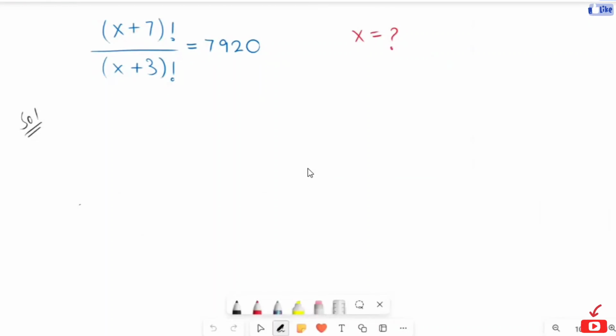Hi, here we have a factorial equation. (x + 7)! over (x + 3)! is equal to 7,920.